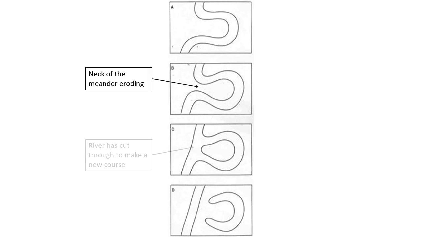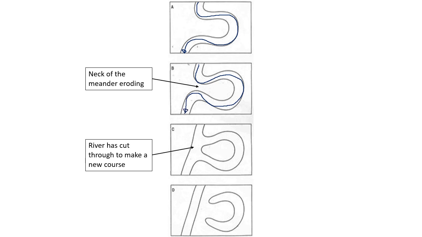Okay, so I'm going to go through two things here. Number 1, this is where the neck of the meander is eroding, and this is where the river has cut through to make a new course. If we're going to draw where the fastest flow is, don't forget it should be going on the outside of each of these bends, of these meanders. It should cross over the river and go around the outside. On this one, it should be going around the outside of that bend, the outside of that bend, the outside of that bend, and there we go.